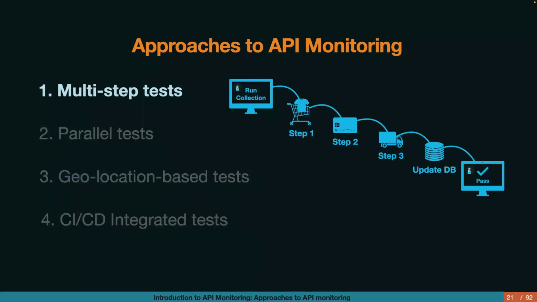First, let's take a look at multi-step tests. These tests are designed to simulate complex workflows that consume multiple APIs. Consider a user workflow like the one on the slide: adding an item to a cart, making a payment, scheduling a delivery, and updating the database. When all these steps work as expected, the test passes. However, when one or more of these steps do not work as expected, for example, the payment step fails, then the test would fail.